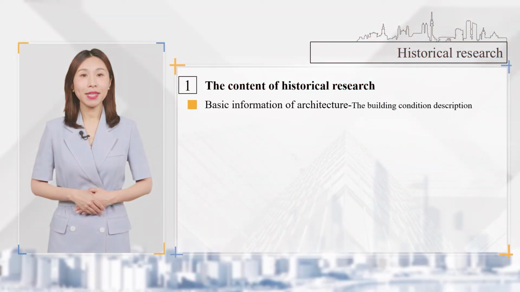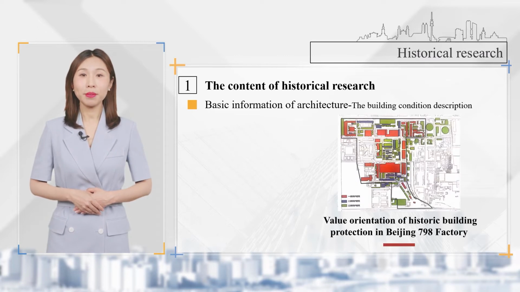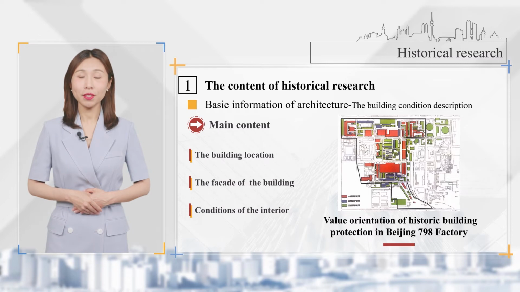The second basic information is the description of the construction condition. It is a supplement to the architectural profile. It is mainly a brief overview of the building location, the facade, and some conditions of the interior.